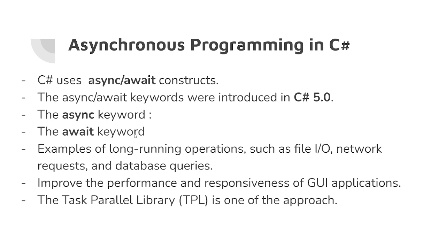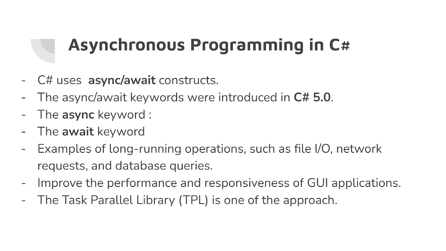Now let's discuss asynchronous programming in C#. Asynchronous programming is a programming model that allows your application to execute tasks in a non-blocking manner. In other words, you can start a task and continue executing other tasks without waiting for the first task to complete. In C#, we can use the async and await constructs to achieve asynchronous programming. Async and await were introduced in C# 5.0.